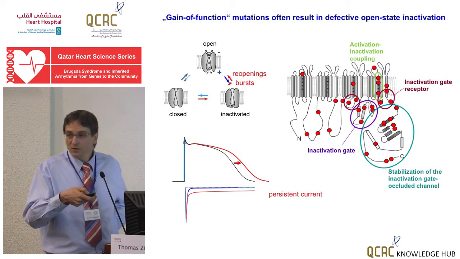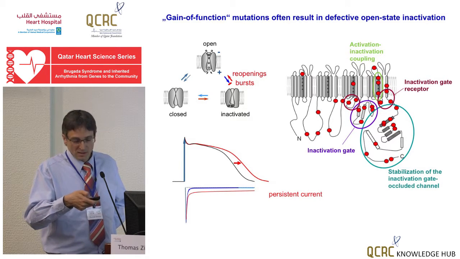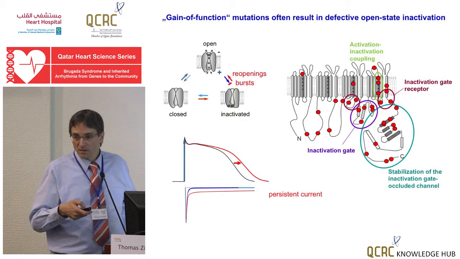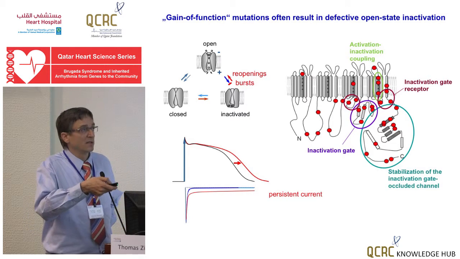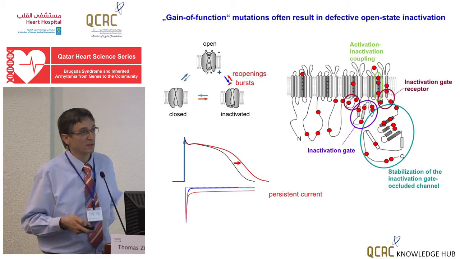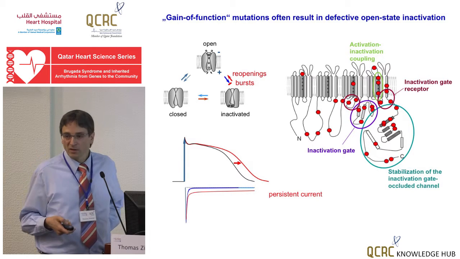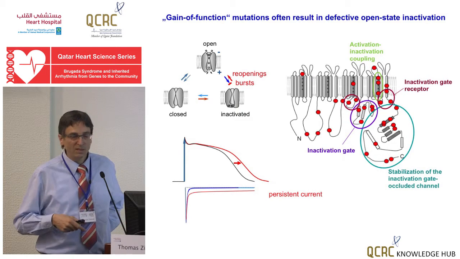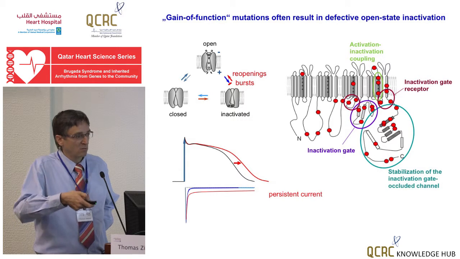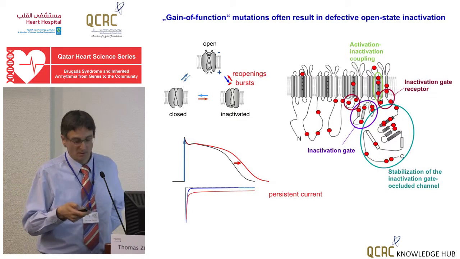So some channels, a few percentage of the channels, cannot enter this inactivated state, or they just reopen. So they enter this state and then again they open. And this causes this action potential prolongation. And finally, you have here this persistent current. If you have more than one channel, you see quite a big sodium conductance. It's small compared to the transient current, but large enough to prolong the action potential.